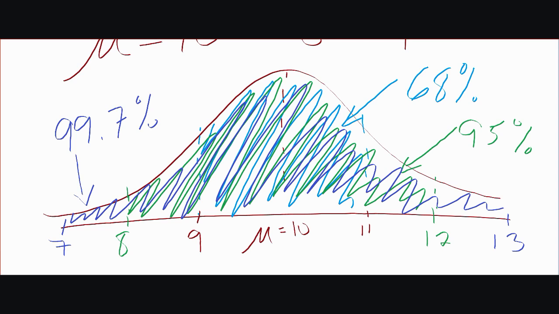The empirical rule is a powerful thing because it tells us about the distribution of our data, and the standard deviation is our measuring stick that helps us to do that. So this is your crash course on bell curves and the empirical rule.